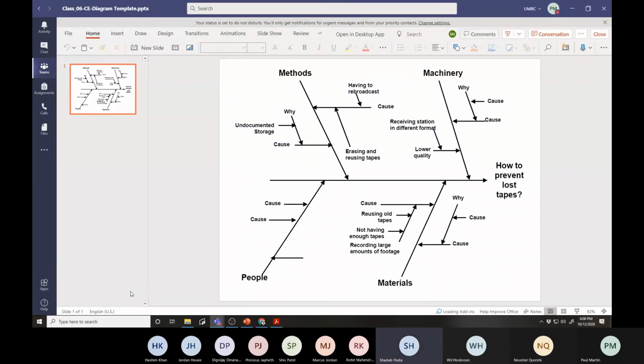So you're looking at methods, machinery, materials, and people. You could have said manpower just to keep the M's going. I think we were using manpower, I think I got it messed up, but yeah, manpower was probably the best one to go with. But for consistency's sake, I think we had it a little bit backwards. I think we were looking at the issues that can cause the lost tapes instead of how to prevent the lost tapes.